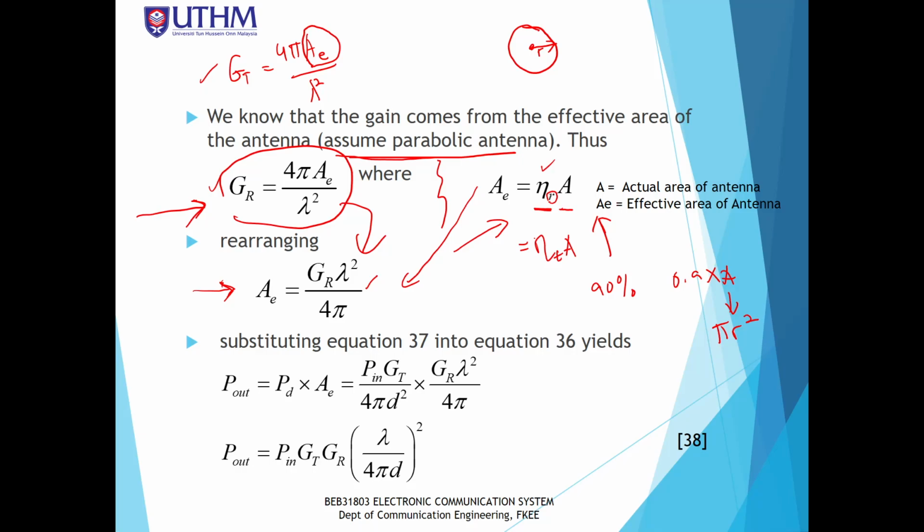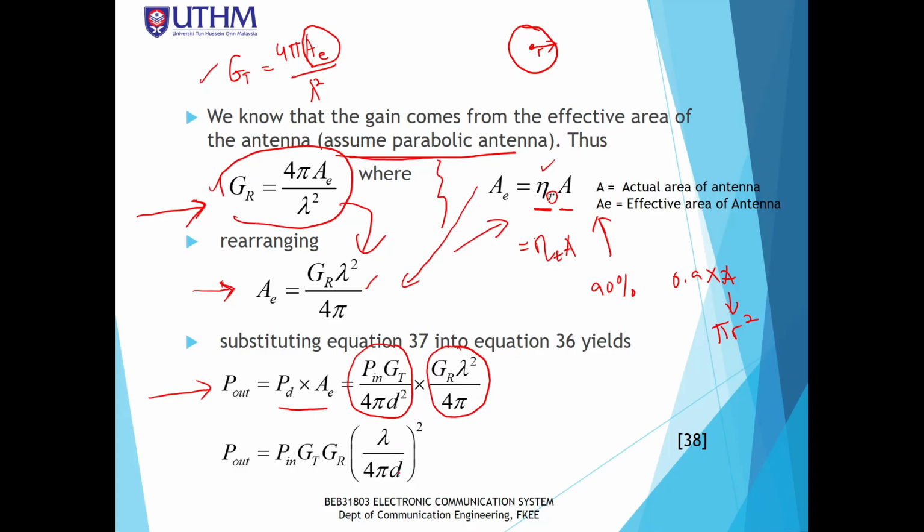Okay, kemudian kita masukkan ke dalam persamaan P out tadi. So P out is equal to power density multiplied with AE. Ini kita dah lihat tadi. So power density yang ini, EIRP divide with the area of a sphere, spherical area, multiplied with AE. AE dalam kes ini dia merujuk kepada bahagian receiver, kerana kita perlu ingat bahawa P out itu adalah keluaran daripada receiving antenna.